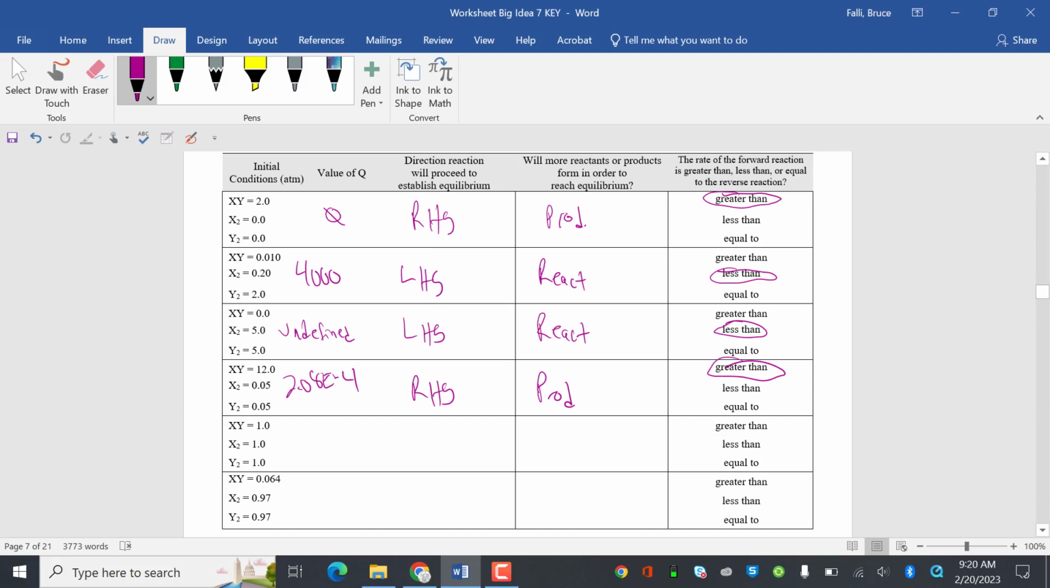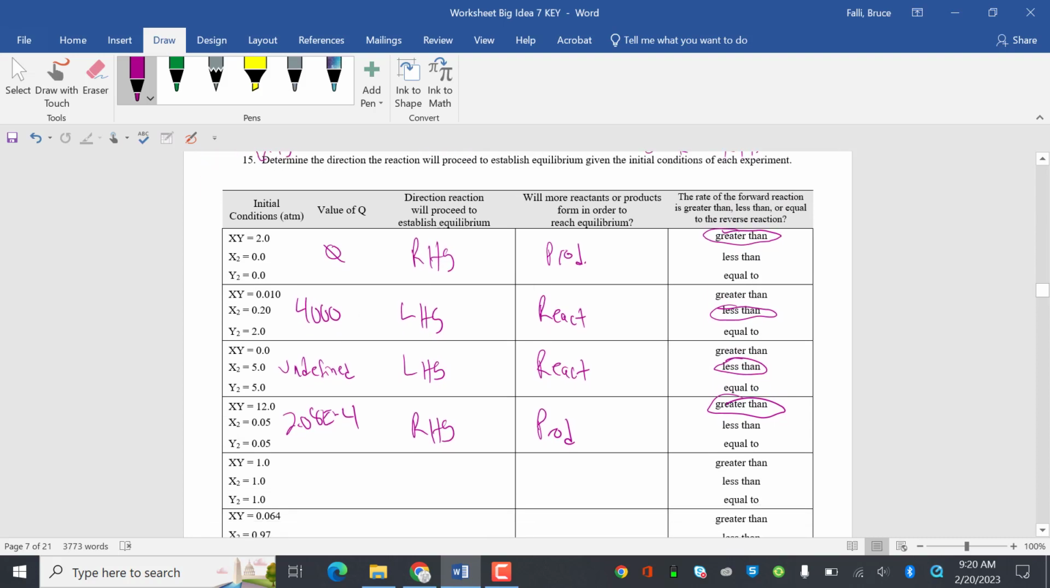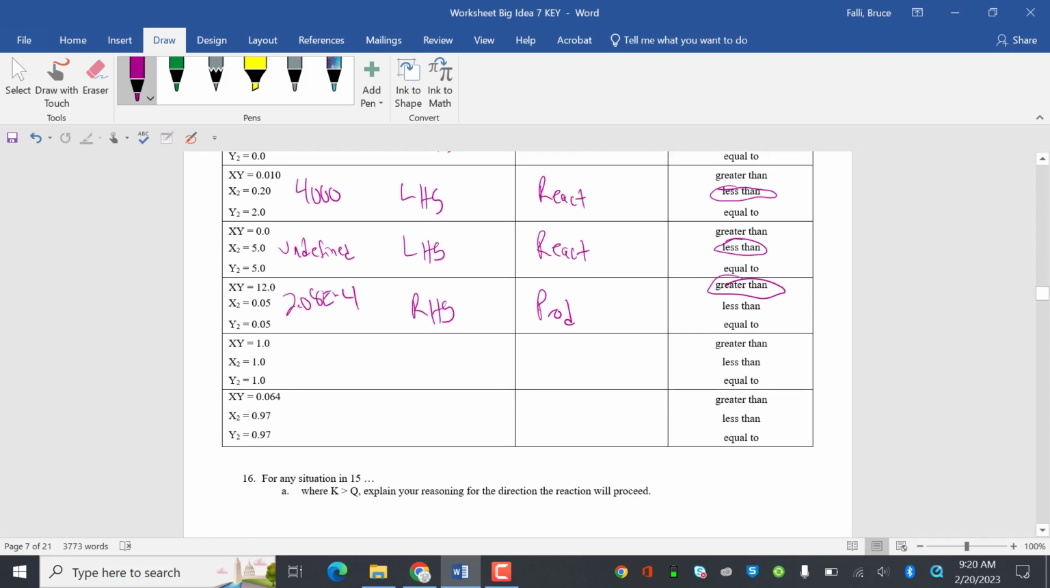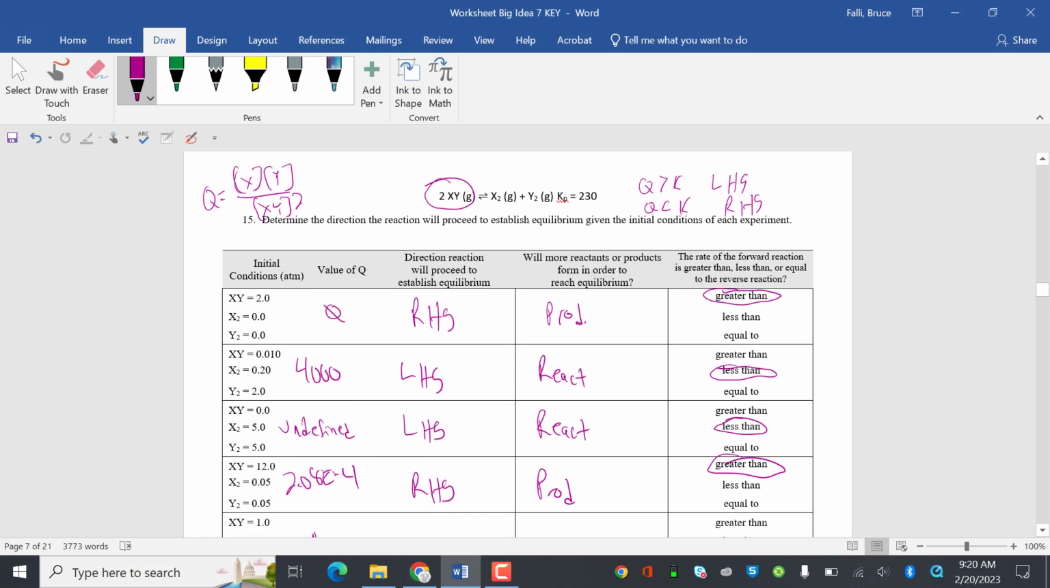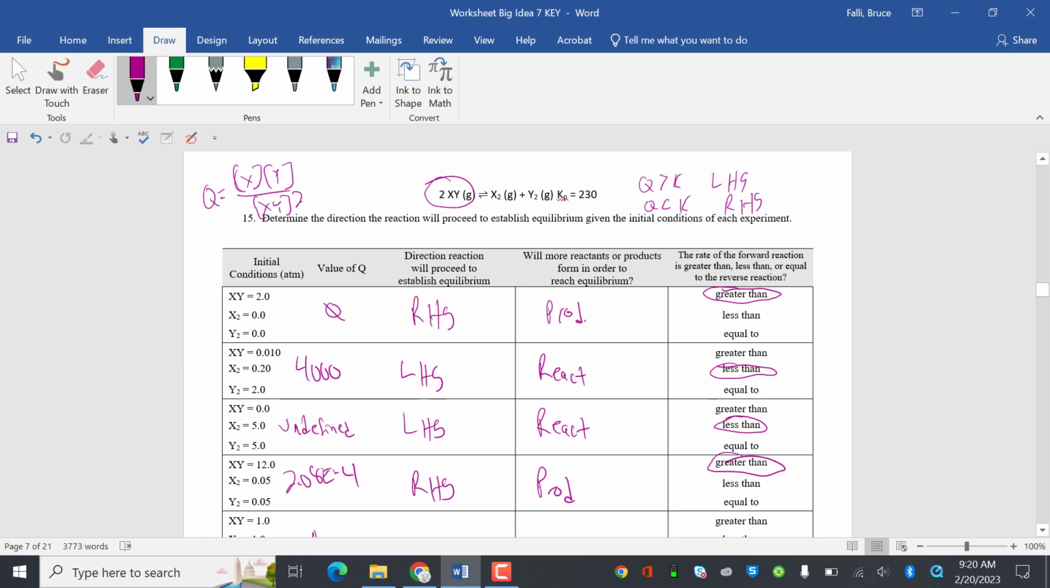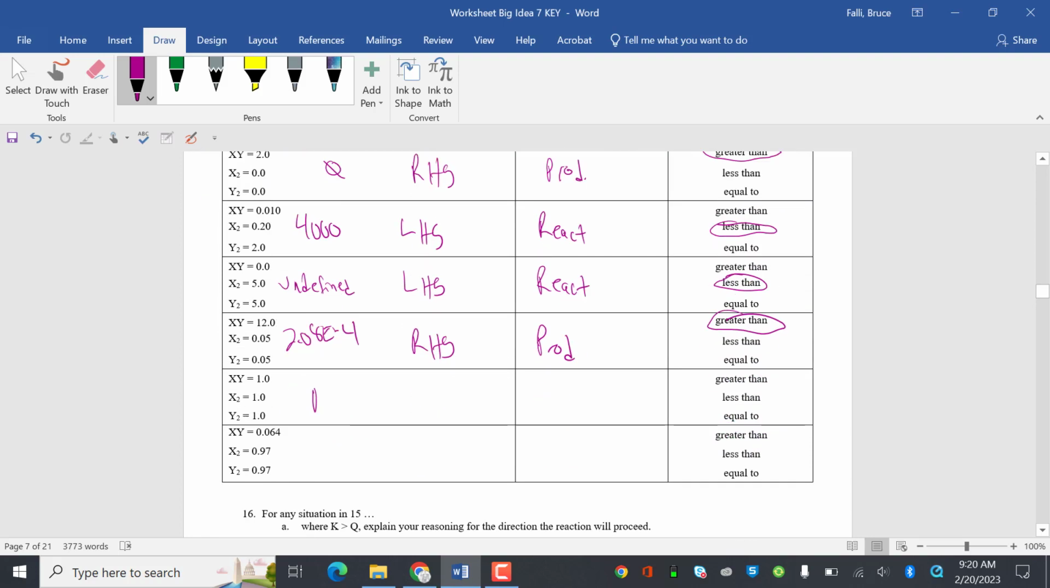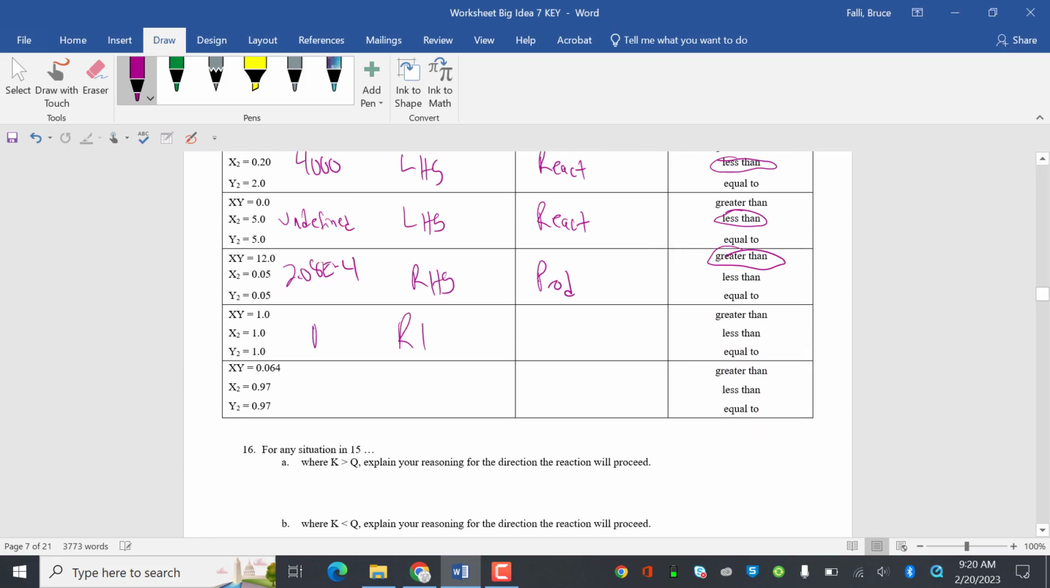So here we go. Oops, I need my equation again. X times Y over XY. So that's going to be 1. Remember, K was 230. So Q is less than K. So it's going to shift to the right-hand side, which would be the products, which means it's greater than.